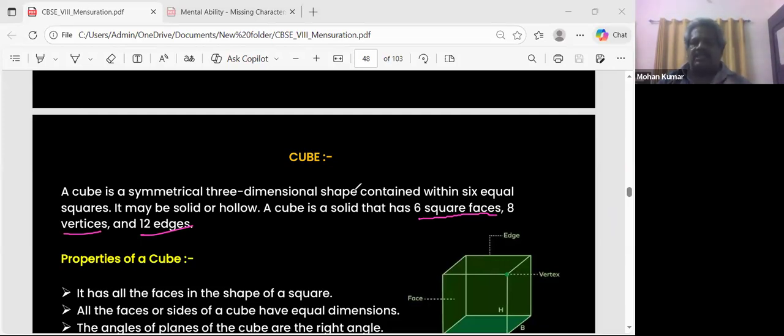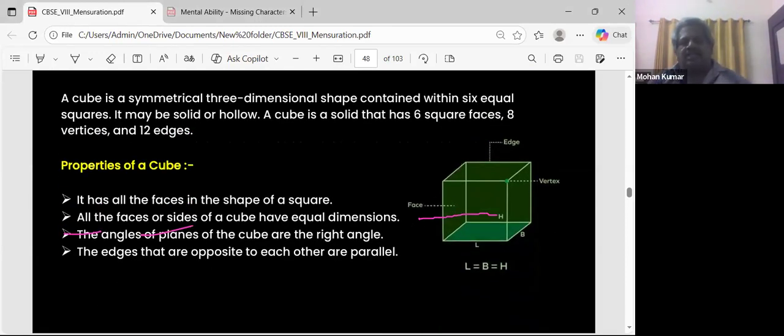Then what are the properties? Let's see the properties of a cube. It has all the faces in the shape of a square. First property, remember it. All the faces or sides of a cube have equal dimension. That means they are equal.